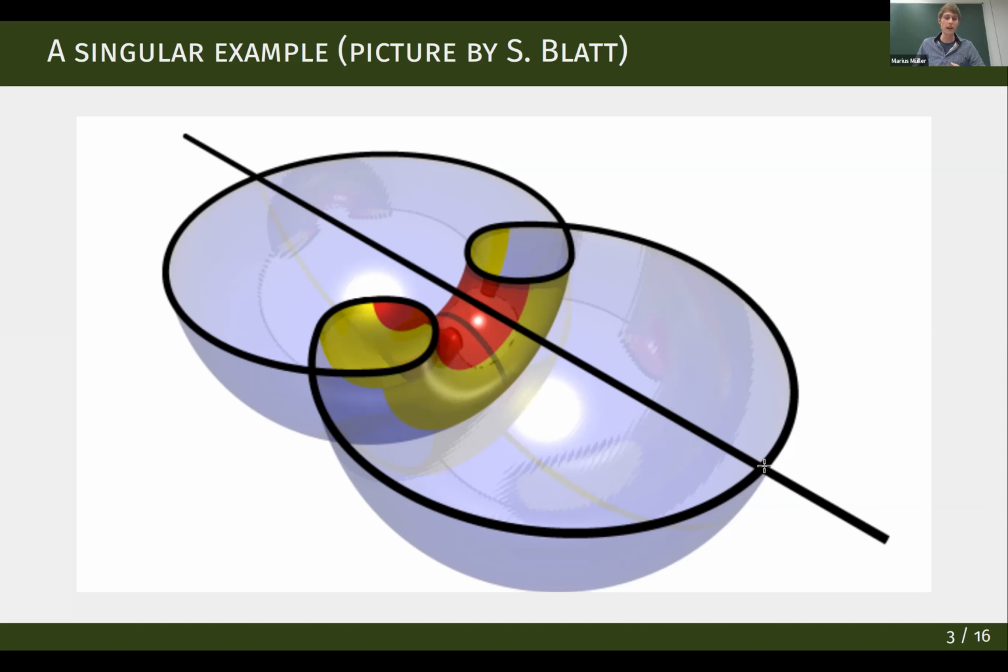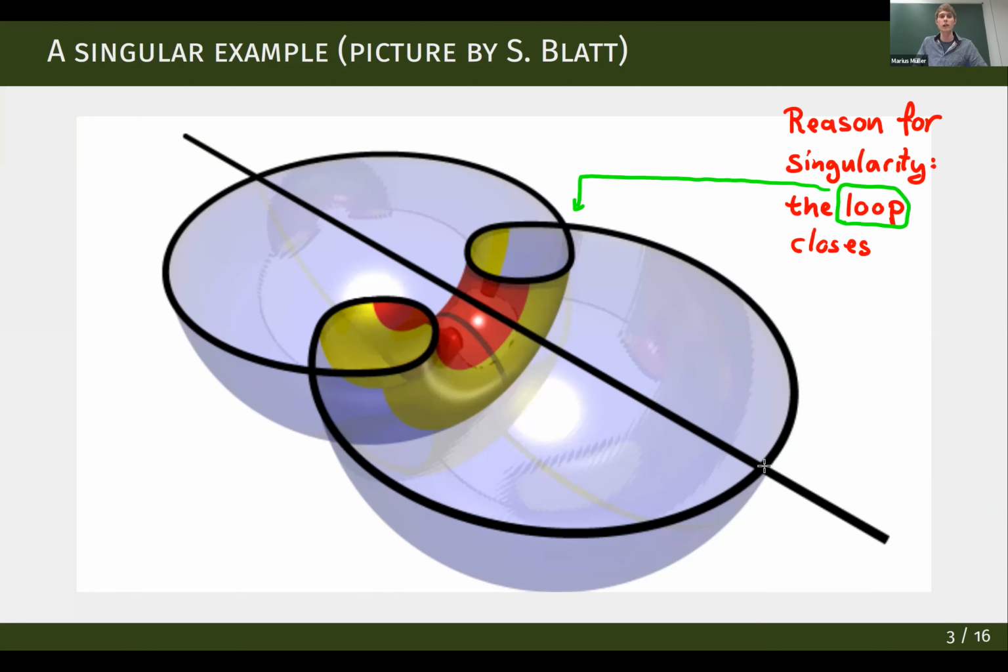And one can actually examine numerically what happens along the Willmore flow to this surface. What will happen is that this loop here, right, you have this loop here in the middle of the surface, it will basically contract to a single point, and this will be the singularity, or this will sort of be the reason for a singularity.